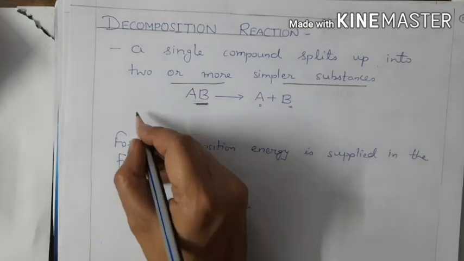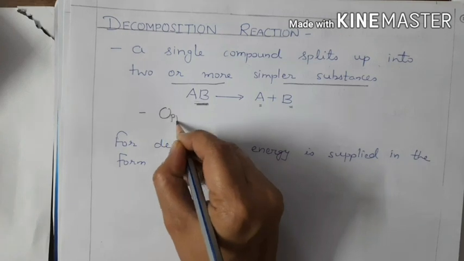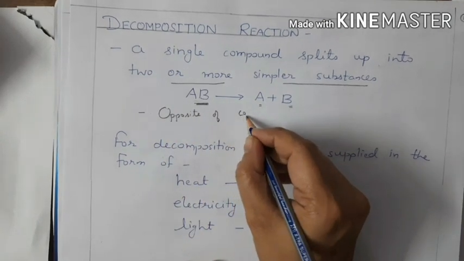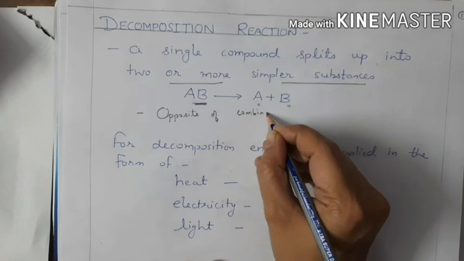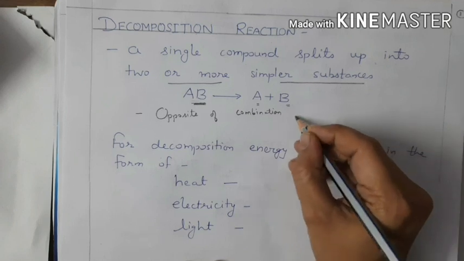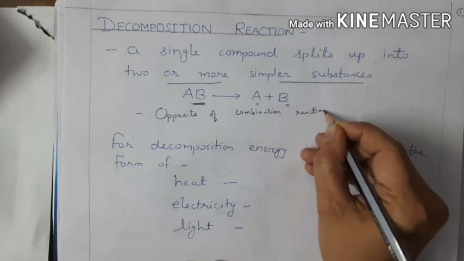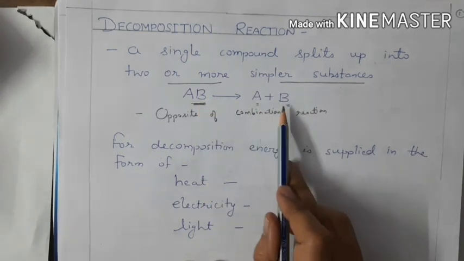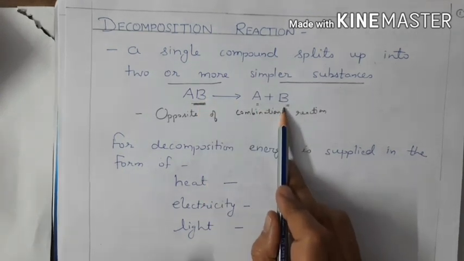This is just opposite of combination reaction. In a combination reaction, two or more simpler substances join together, combine together to form a single substance. While in decomposition reaction, a single substance breaks down into two or more simpler substances.